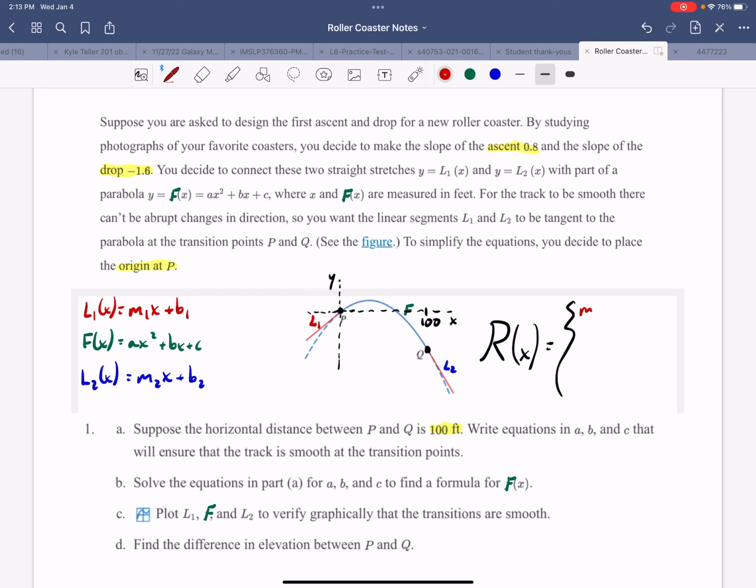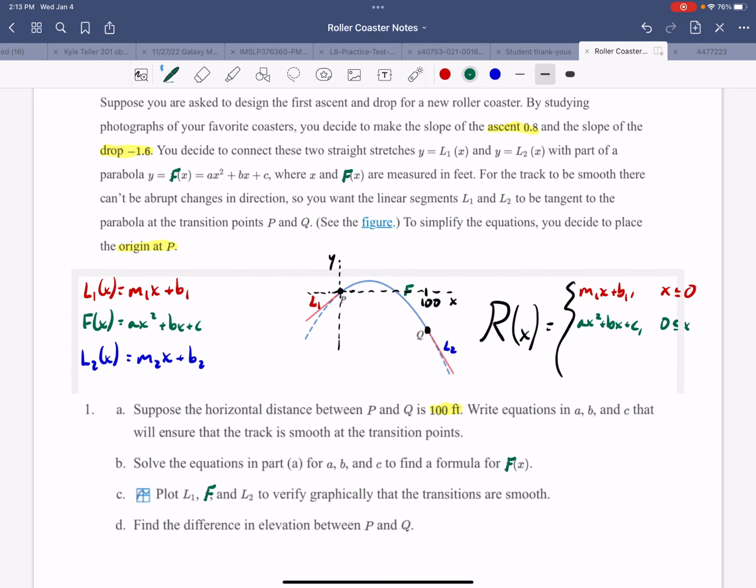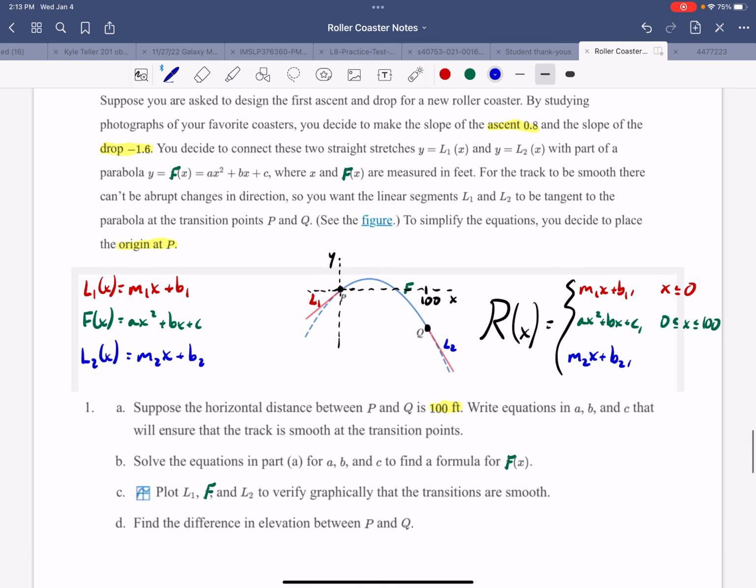So that's going to be m1x plus b1, for x less than or equal to 0. It's going to be F of x, right? It's going to be ax squared plus bx plus c for x between 0 and 100. And it's going to be m2x plus b2 for x greater than or equal to 100.